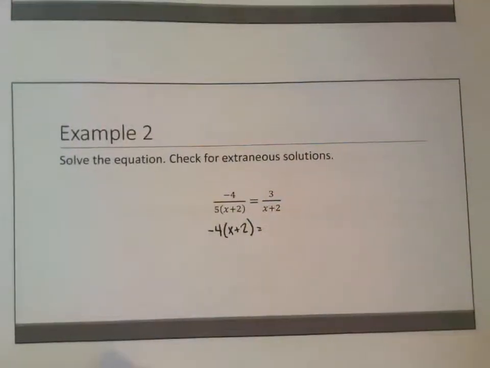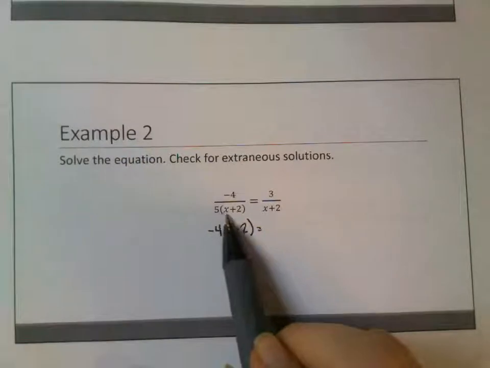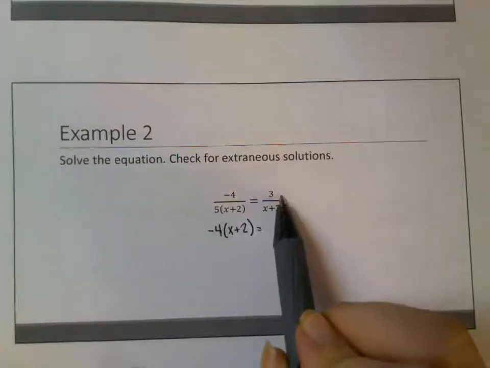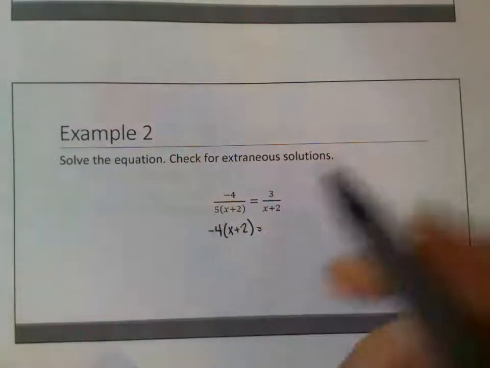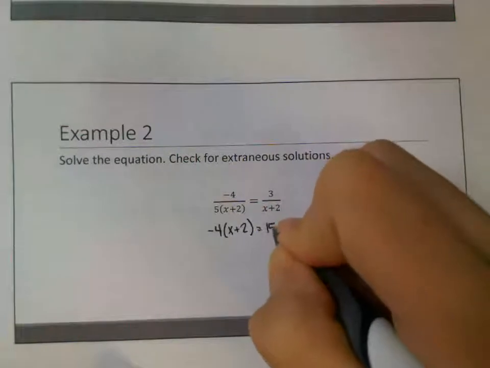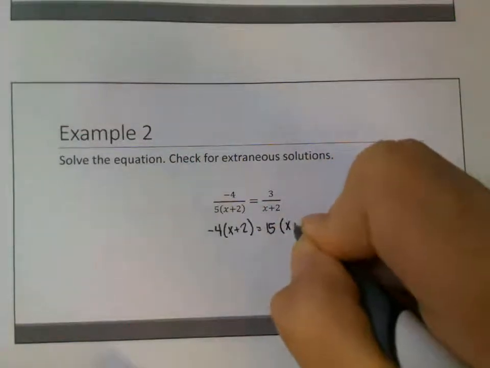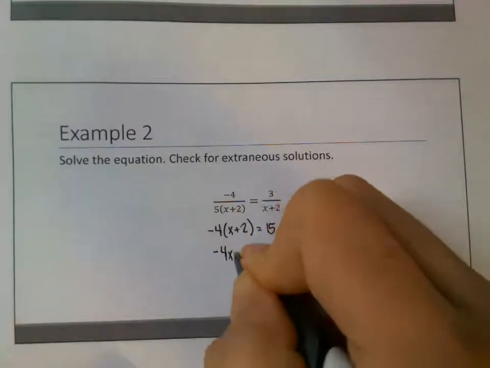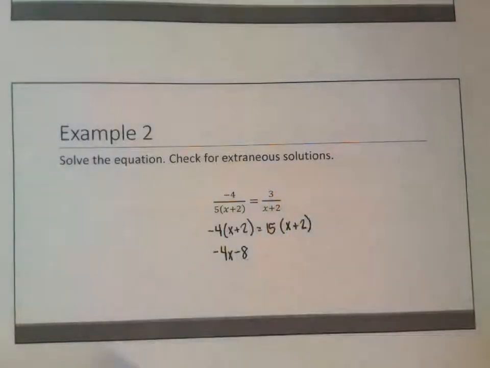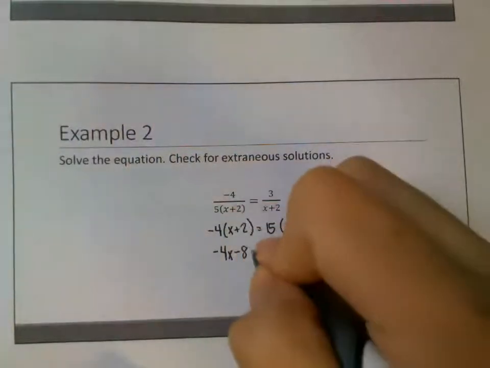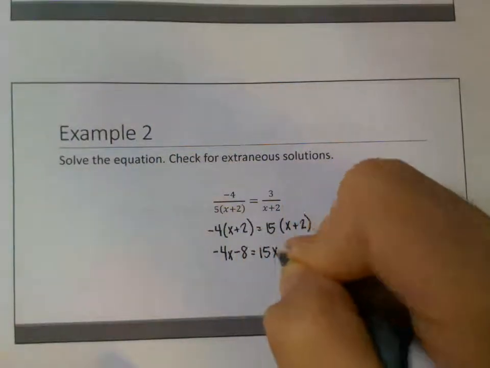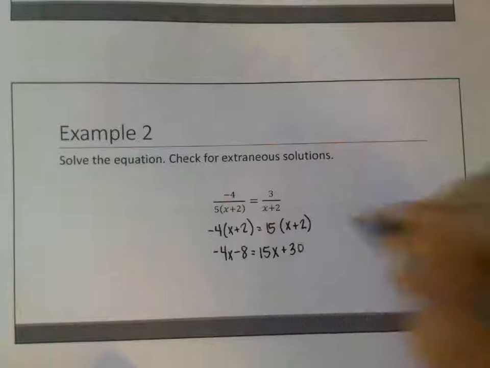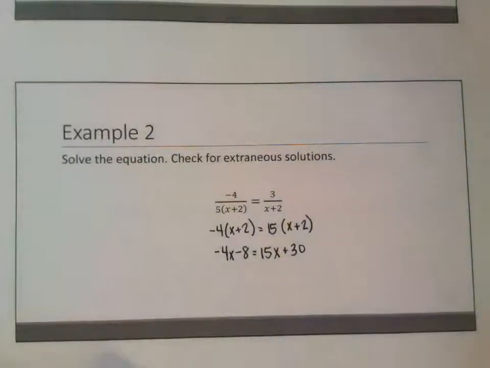And then for this one, I have two different ways to do this. I could distribute the 5 to everything and then distribute 3, or I could multiply 3 and 5 together. And that's what I'm going to do and get 15. So I only have to do distribution once. So I'm going to get -4x minus 8. And then I'm going to get equals 15x plus 30. Go ahead and finish that problem and see what you get.